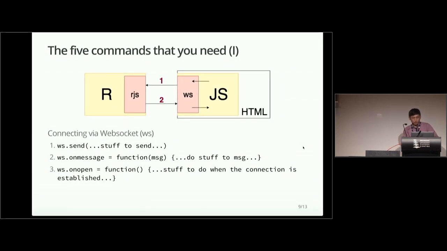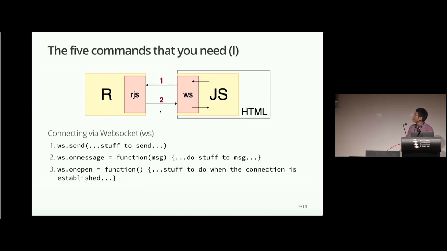Okay, so how it works. You need 5 commands. Let's start with the diagram. On the left, you have R, and then you install this package, RJS. This RJS has some facility to help you build the HTML and the JavaScript. Once you build them, it will automatically insert this WS, which is the WebSocket, for you.